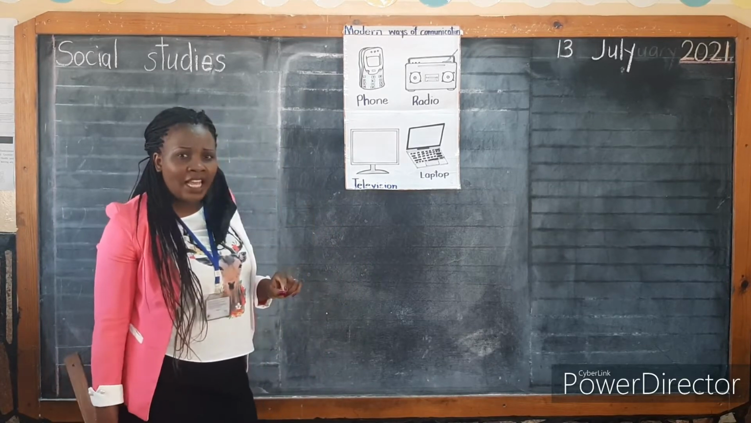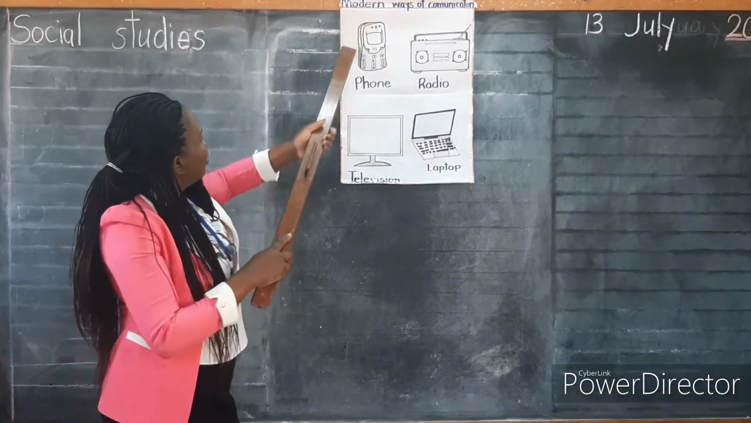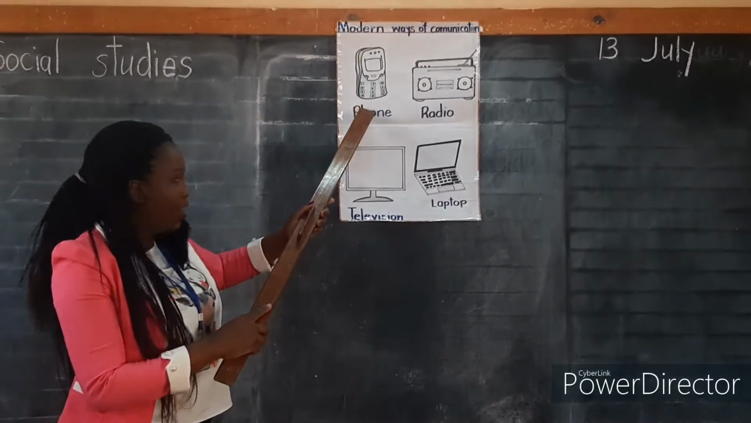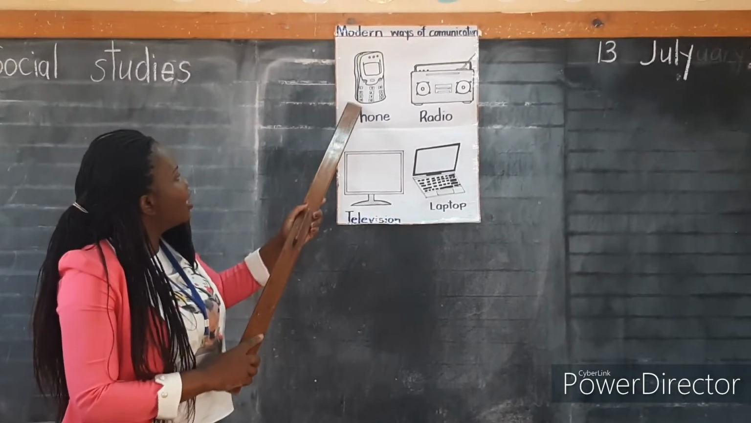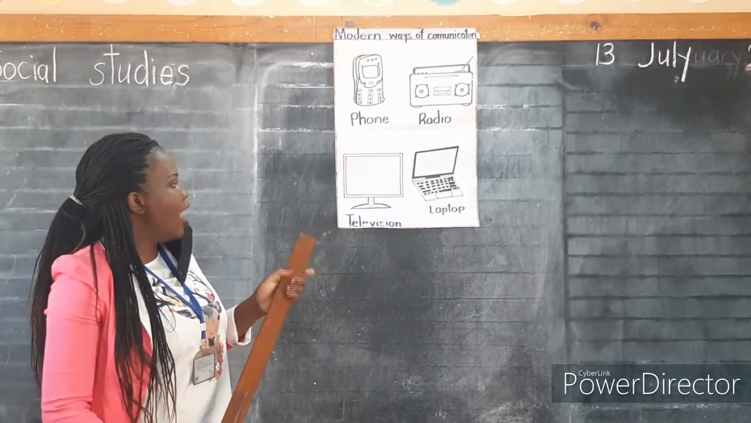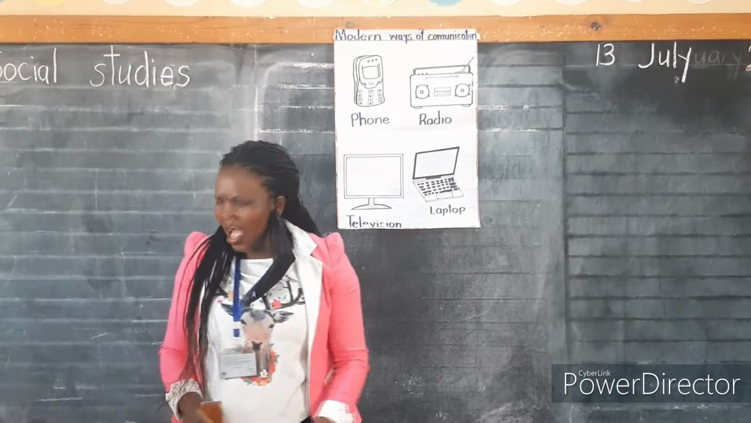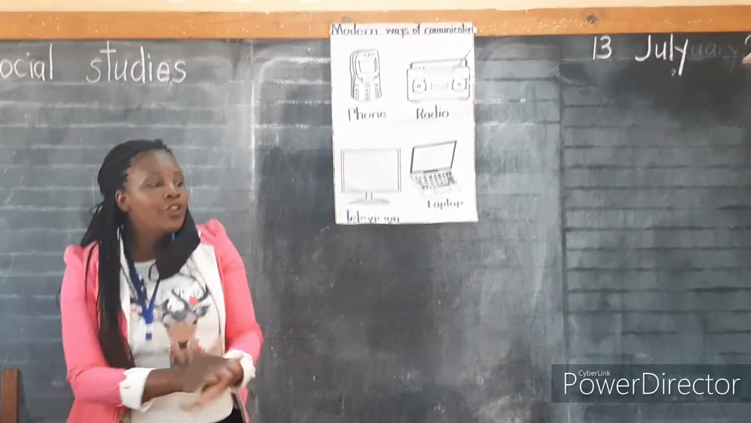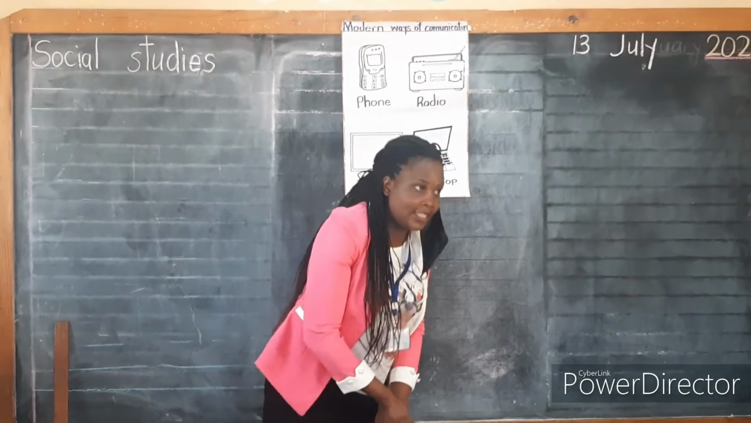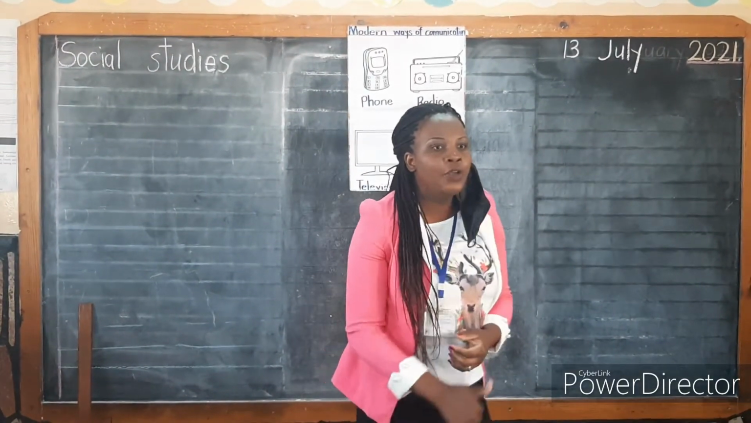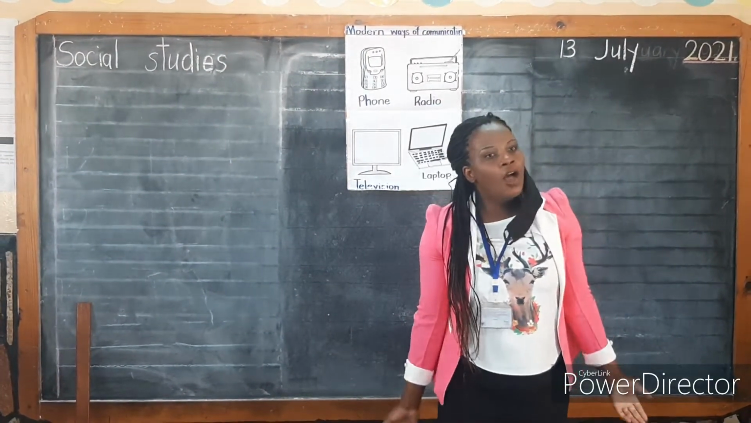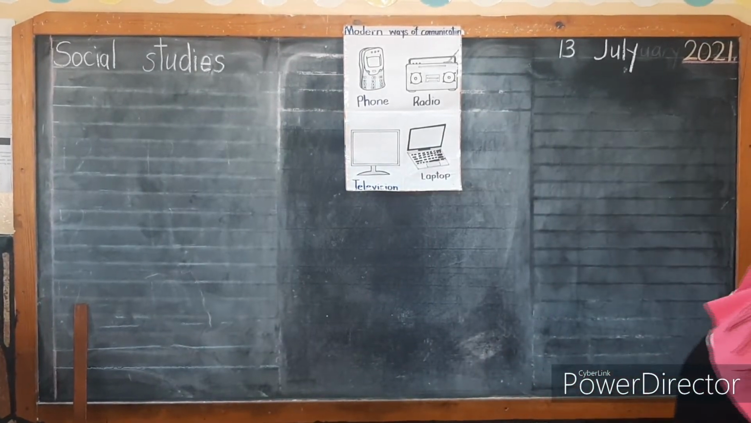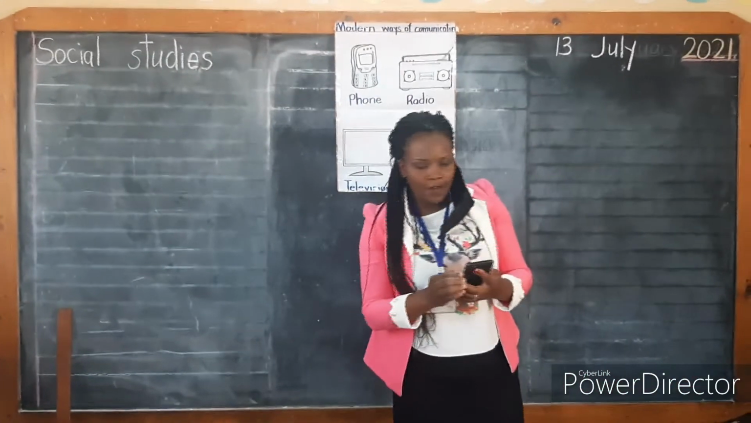Okay? So firstly, we are going to look at this. Can you see it clearly? I'm sure you can. So this thing here is a phone. So now, how do we use a phone? We use a phone to communicate. We use the phone to call mommy. We use the phone to call grandpa. We use the phone to call uncle. So now, I'm going to show you how you use a phone to communicate.